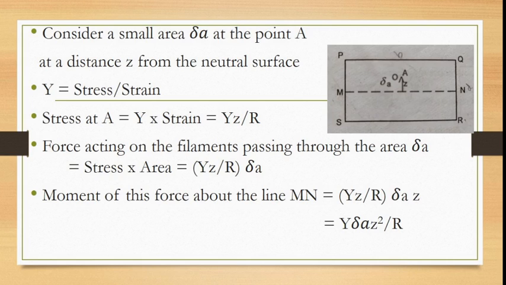So how can we calculate Young's modulus? We know that Young's modulus is equal to stress by strain. So we are going to calculate the stress at the point A. So stress is obtained from the above equation as Young's modulus into strain. And we have Young's modulus of the material as Y itself, and the strain we calculated as Z by R. So the stress at the point capital A is Y into Z divided by capital R. So we got stress.